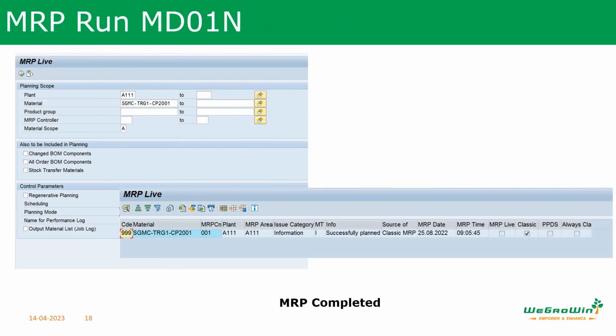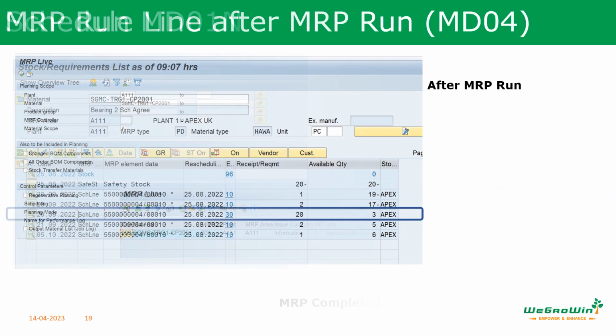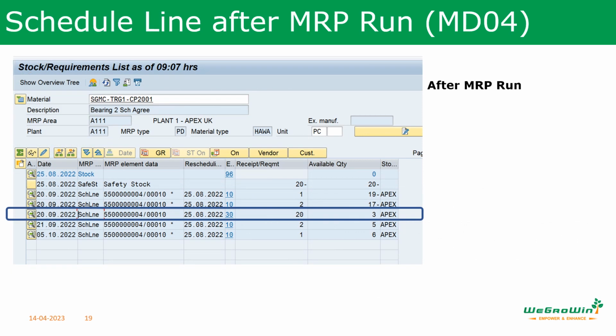So let us run MRP through MD01N. In S4 HANA, it is better we always use MD01N to run MRP. Now we run MRP, and MRP is completed. After the MRP run, we see the schedule line appearing in the stock requirement list. A new schedule line is created there.